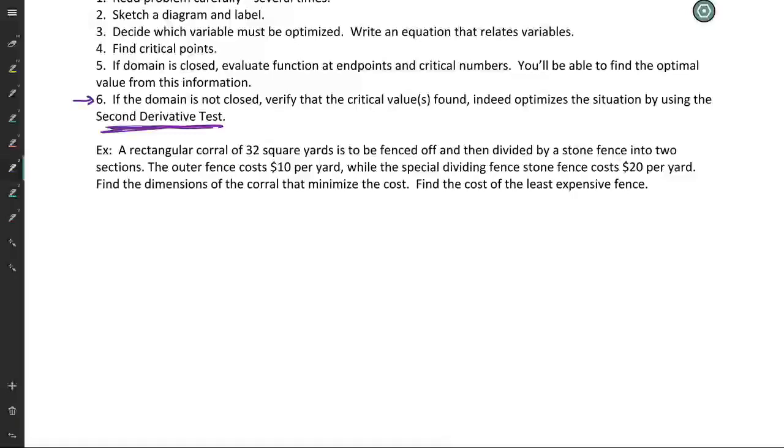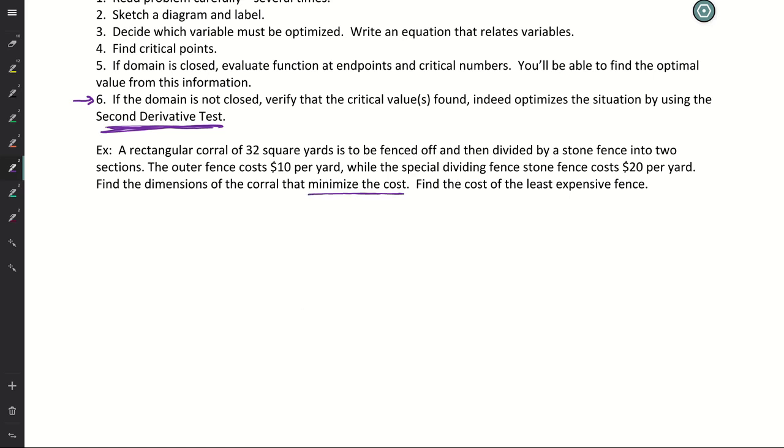This one says that a rectangular corral of 32 square yards is to be fenced off and then divided by a stone fence into two sections. The outer fence costs $10 per yard, while the special dividing fence costs $20 per yard. Find the dimensions of the corral that minimizes the cost, and then also find the cost of the least expensive fence.